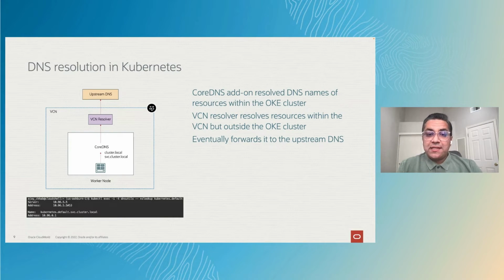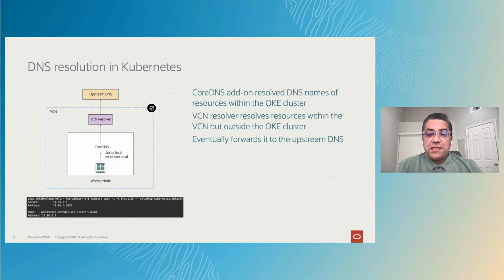That core DNS server, if it cannot resolve the request, will forward that request to the VCN resolver, which is typically an endpoint dedicated for resolving FQDNs inside a VCN. So if the VCN resolver cannot find anything, it will just forward the request to any upstream DNS that you have. Now as we think about that, let's consider what are some of the domain names that exist and where does the authority exist for each one of those names.